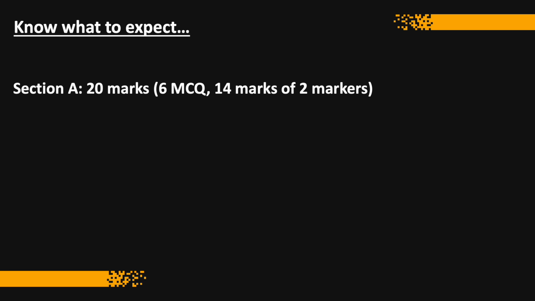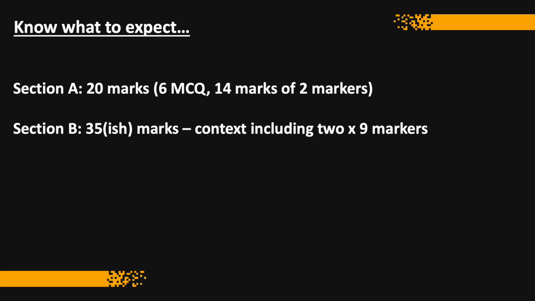Know what to expect, Part 2. Section A, 20 marks on offer. It will start with 6 multiple choice questions, and then you will have the remaining 14 marks, which will be made up of 2 markers, likely explain 2 markers. Of course, it finishes with a 4 marker, but that is essentially just 2 markers put together.